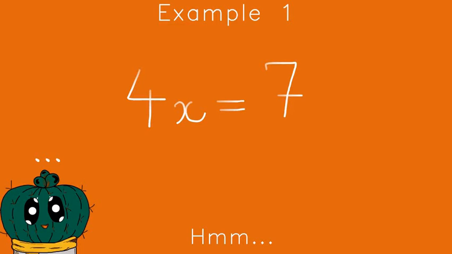Now we still have the 4 right beside the x, which we don't want because we want to isolate the x. So what do we actually do? You can say that we are dividing by 4. Yes, we can divide it by 4.